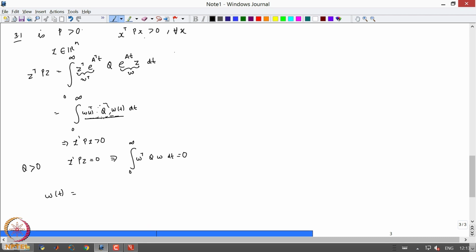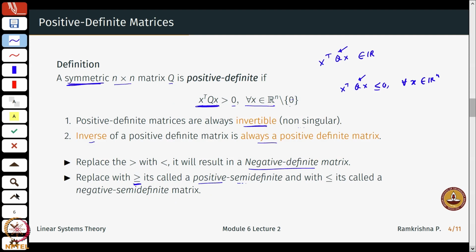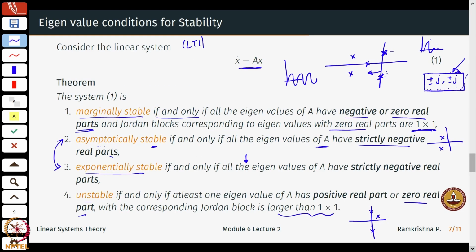If we recall, we go back. Right here. So anywhere apart from the origin, it is greater than 0. So when x equal to 0, it is obviously equal to 0. Which means that this should be 0, that is e power A t times z is equal to 0. And I know, because A is an exponentially stable matrix, that this will not be 0. So the only option left is z equal to 0. And therefore we have proven that P is not only symmetric, but is also positive definite.